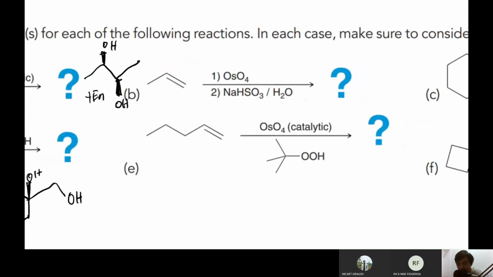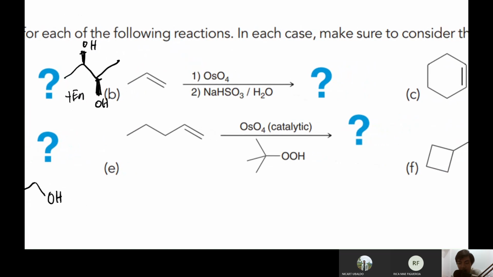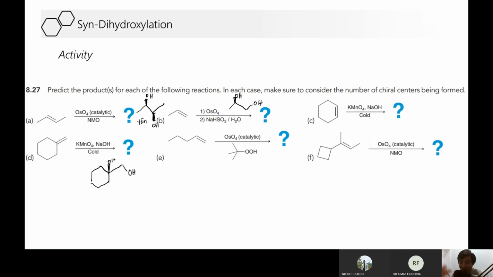Let's have this one. Actually, this is repetitive, no? Here, the OH is in front. Here, the OH is also just a line. Why is it not a wedge? Because this carbon is not a stereocenter. There are two hydrogens there. Okay? You already know the idea. For syn addition, if the carbon is not a stereocenter, you do not have to show it as wedge and dash. So, plus the enantiomer as well. Okay, so that's it.